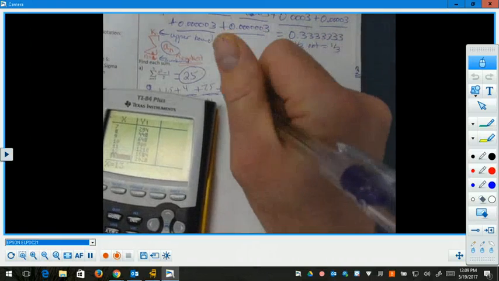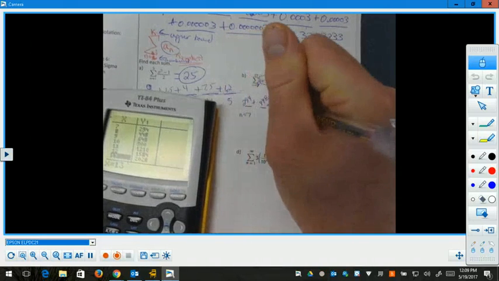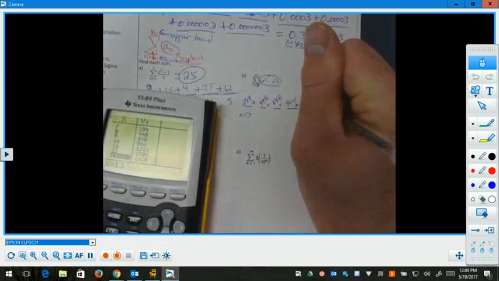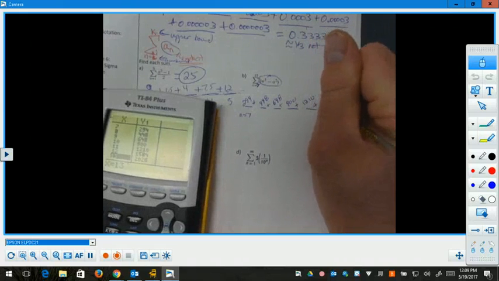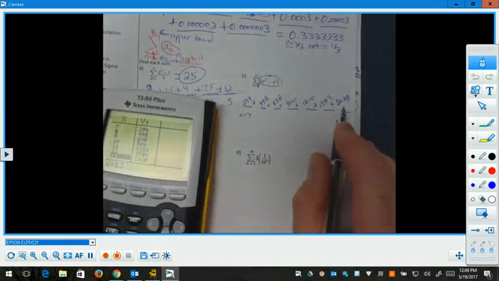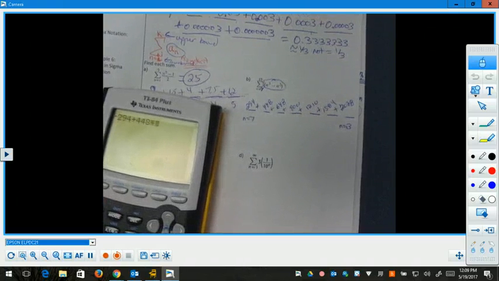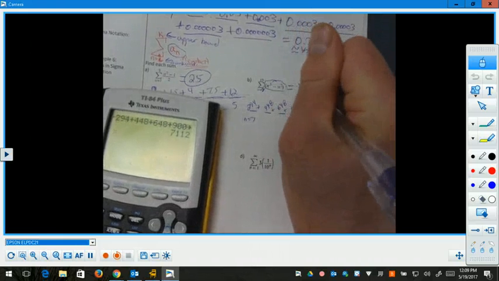This gives me lots of big numbers. So 294 plus 448 plus 648 plus 900 plus 1210 plus 1584 plus 2028. Got them all. So now I actually take the time to add those. And I get that the sum is 7,112.